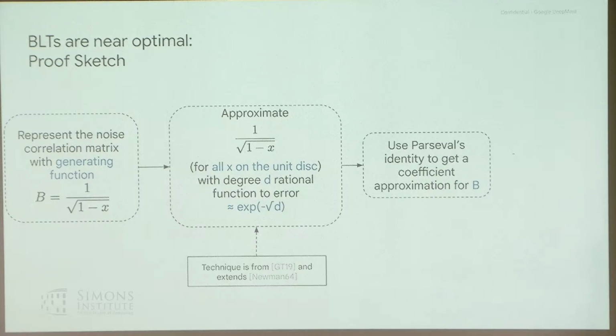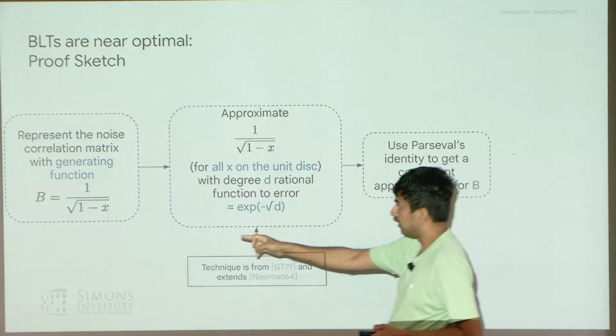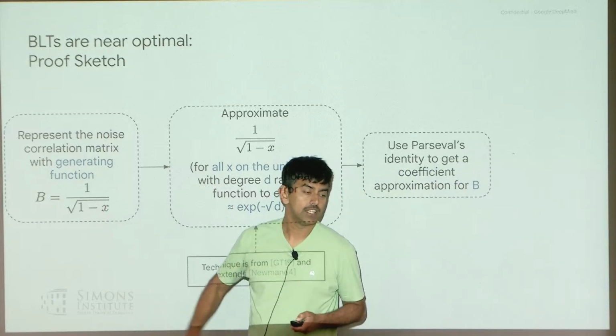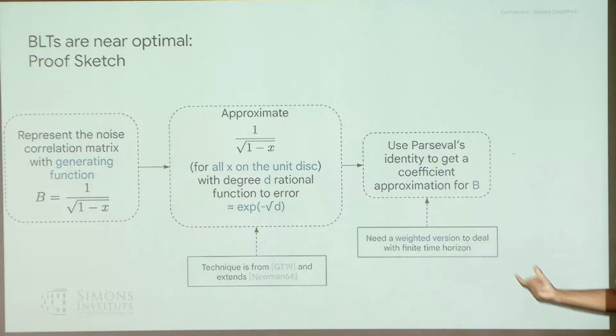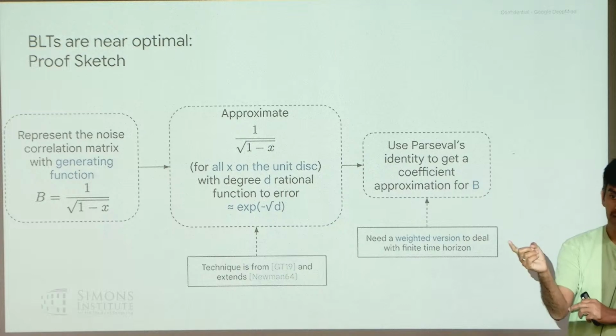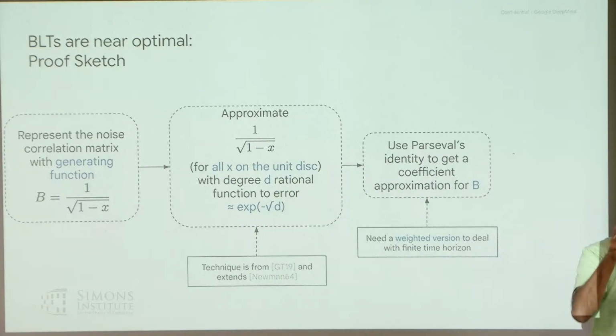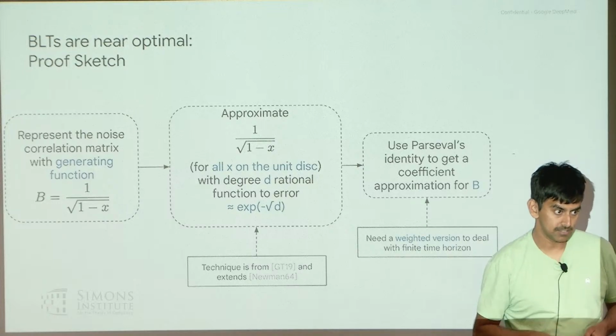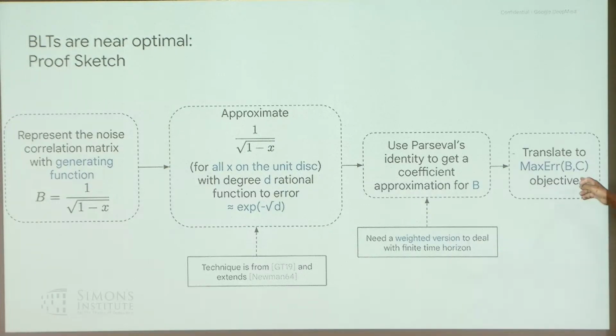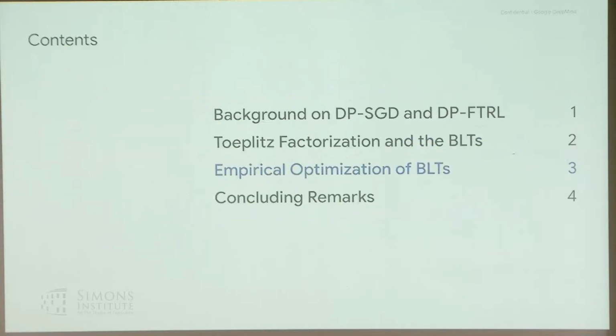And then we also needed to ensure that this Parseval's identity goes through. We can't use direct Parseval's because the Taylor expansion of this function does not converge. So what we needed is a weighted version of Parseval, meaning that we will not integrate over the unit circle. We'll actually integrate over a slightly smaller radius circle. So we needed weighted Parseval. And then once we get these pieces out, we'll translate it to the max error objective. So this is how the proof goes through. Okay. Good.